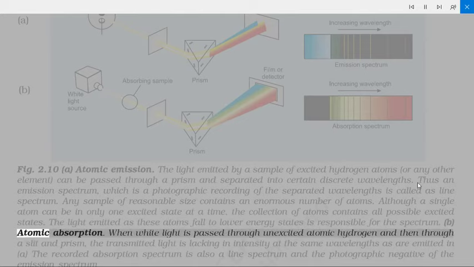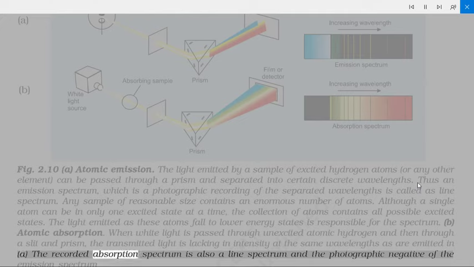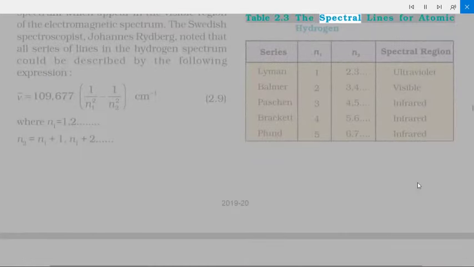B. Atomic absorption. When white light is passed through an excited atomic hydrogen and then through a slit and prism, the transmitted light is lacking in intensity at the same wavelengths as are emitted in A. The recorded absorption spectrum is also a line spectrum and the photographic negative of the emission spectrum. Table 2.3 The spectral lines for atomic hydrogen.